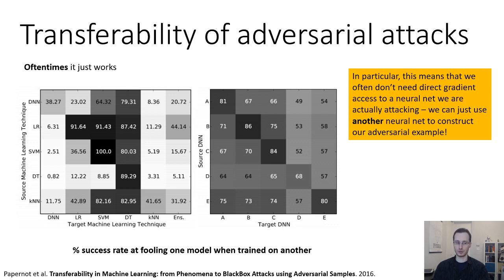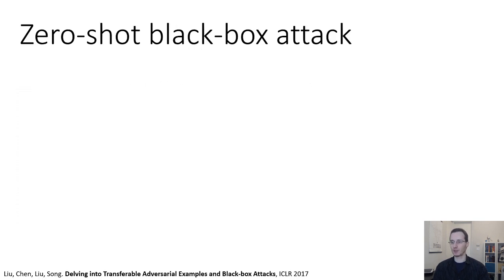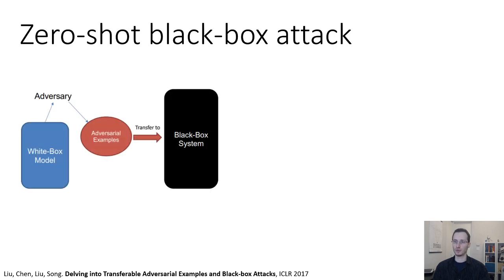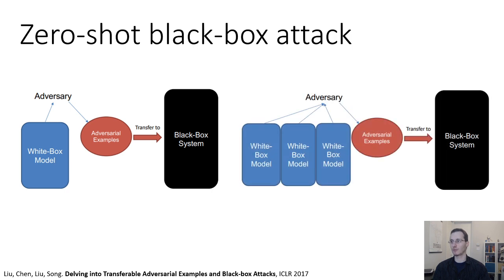So if, let's say, you want to upload an image to Facebook, which Facebook will misclassify as something else, you don't need to actually have access to the model that Facebook is running. You can train your own model and attack that. And this is how you can get zero-shot black box attacks. For example, you can construct your own model that you believe is representative of the model that someone else is running, construct an adversarial attack against that, and then deploy that adversarial example to the model for which you only have black box access without ever having to actually touch it.